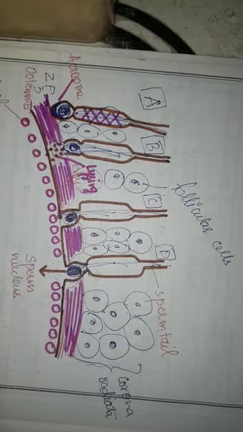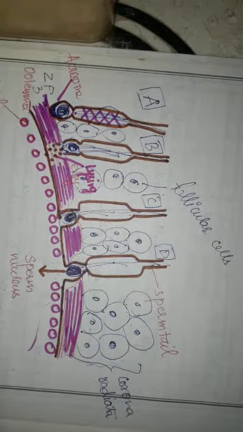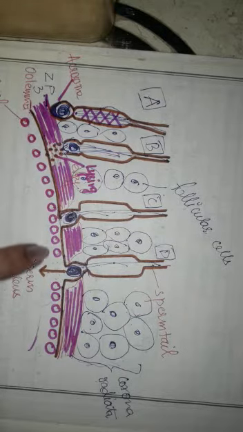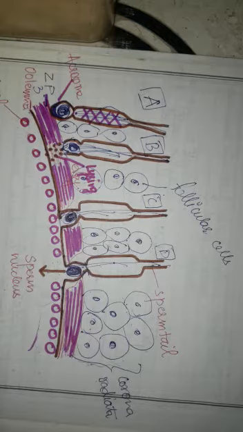In cortical reaction, the cortical granules which are present just below the plasma membrane, they accumulate and they release enzymes between the membrane and the zona pellucida, and this hardens the zona pellucida.